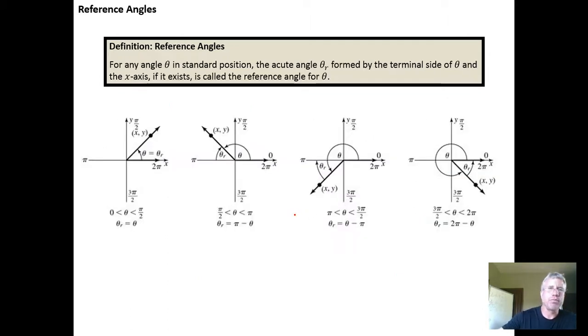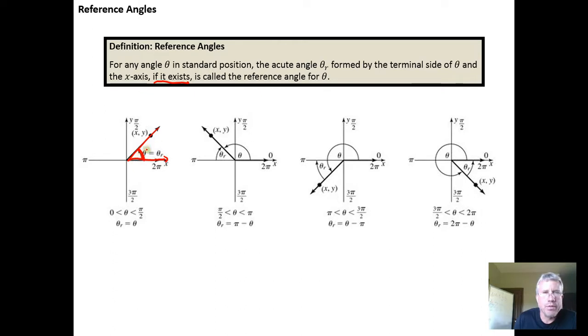A reference angle for an angle is simply this. If you have a non-quadrantal angle theta, so theta needs to be non-quadrantal, the reference angle doesn't exist if the angle is a quadrantal angle, because the reference angle is always an acute angle, an angle between 0 and 90 degrees. All it is, you take your angle in standard position, and that angle, if it's not a quadrantal angle, is going to form an acute angle with the x-axis, and that acute angle is the reference angle.